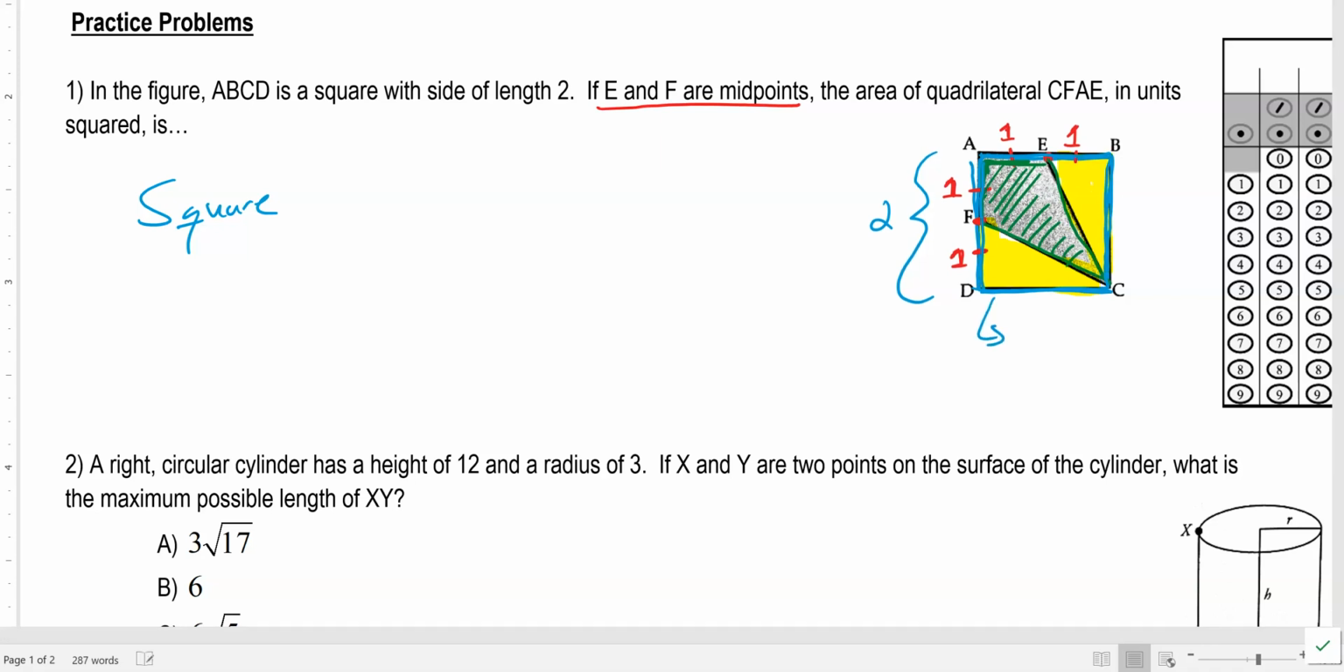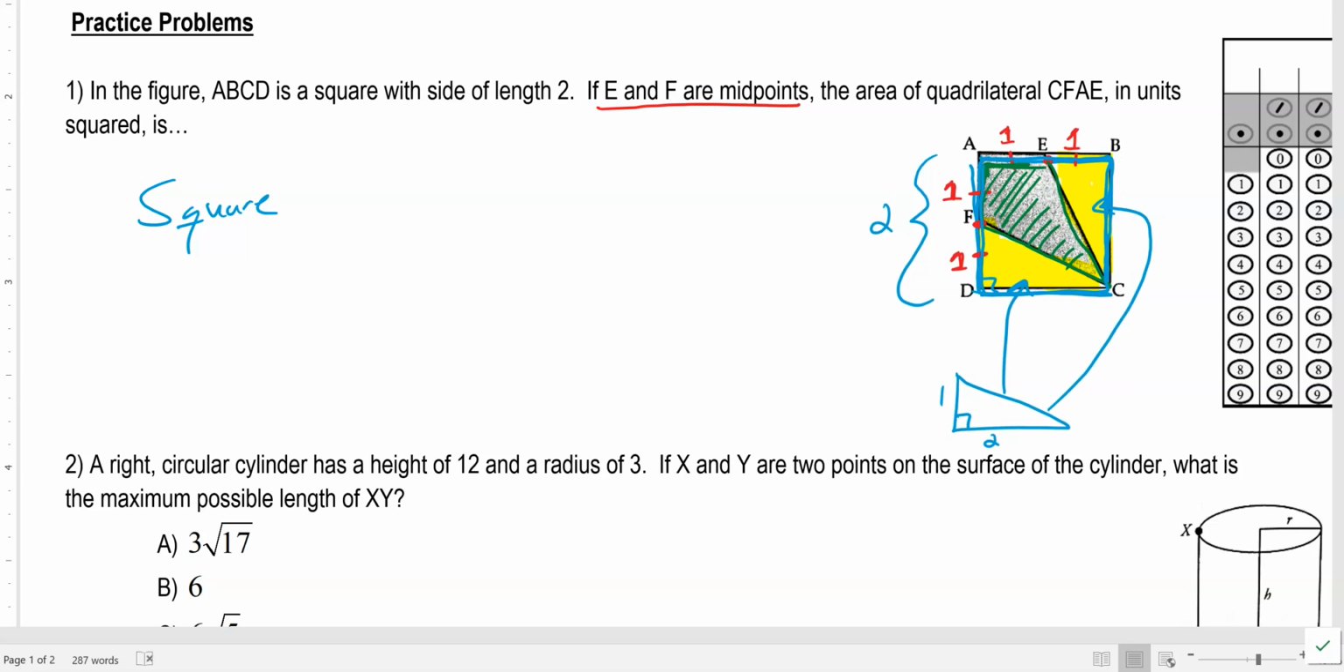So this triangle kind of looks like this. You've got a 1 and a 2, and this is your 90 degree angle right here. This triangle is the same triangle, so it is there and there. We have 2 of those, so we're going to subtract 2 triangles. If we do the square minus those 2 triangles, we're going to get that green shaded region, that quadrilateral.